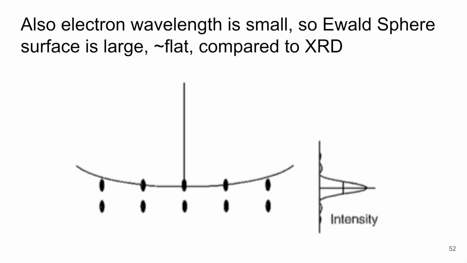The other thing that's useful to realize is that the electron wavelength is very small. We've seen that from the table in the book. And therefore, since it's a reciprocal, the Ewald sphere surface, the circumference, is very large because the radius is very large because this is small. And therefore, we can often approximate that surface as being flat. And that's in comparison to XRD.